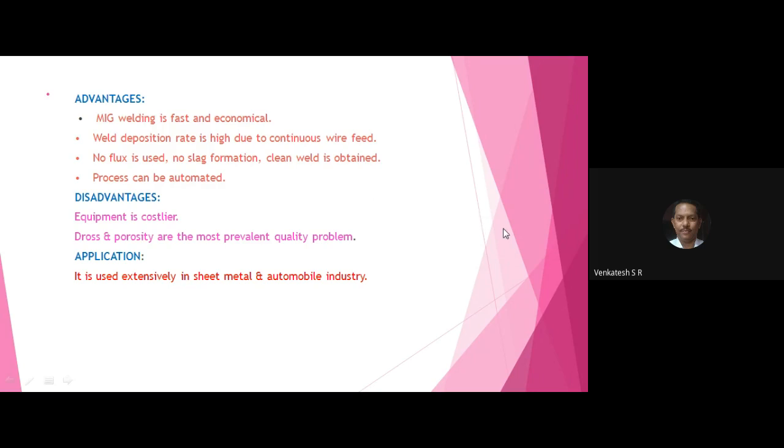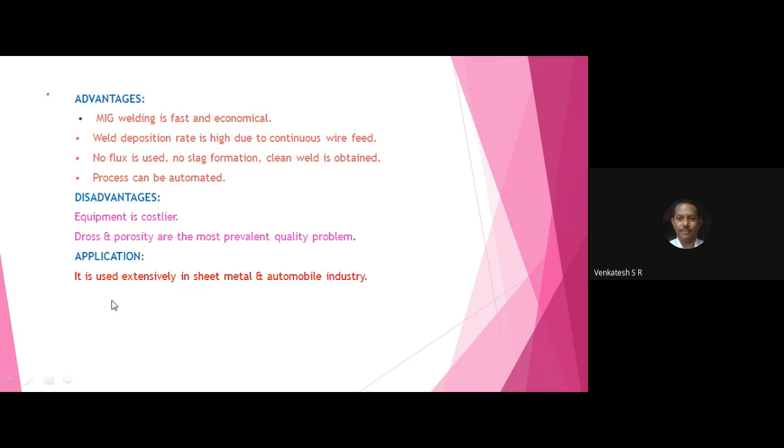And disadvantages: the initial cost of the machine and the welding equipments are very high, and a skilled operator is required, and the process is sometimes slow, depending upon the supply of inert gas and the electrical power.